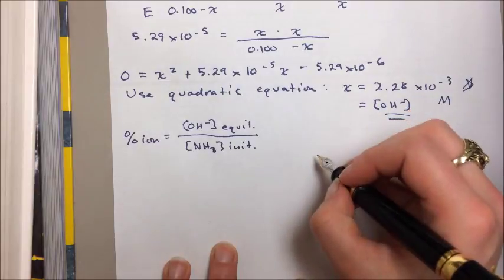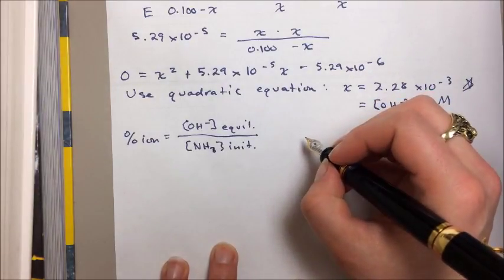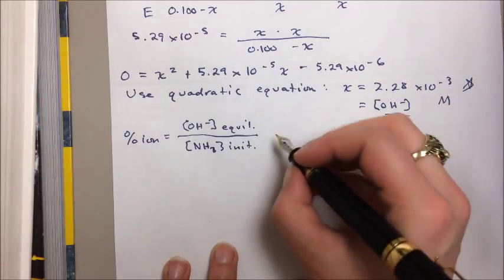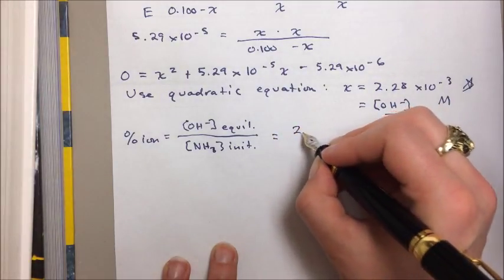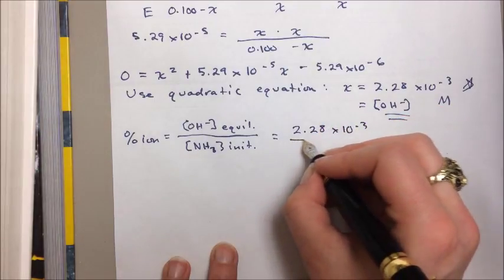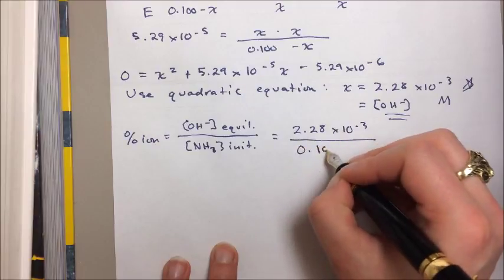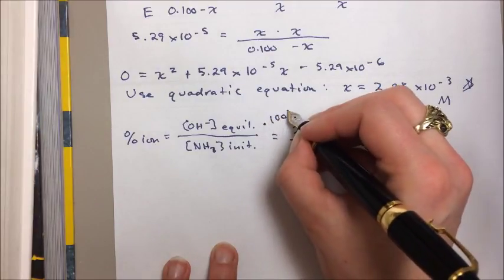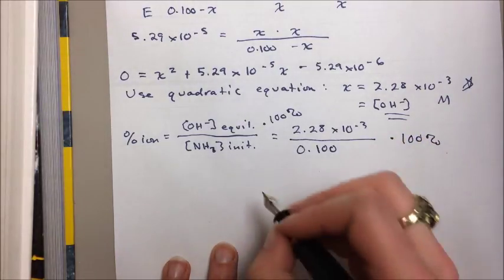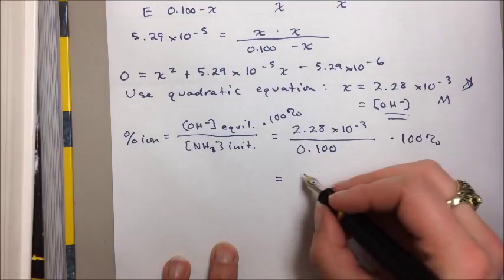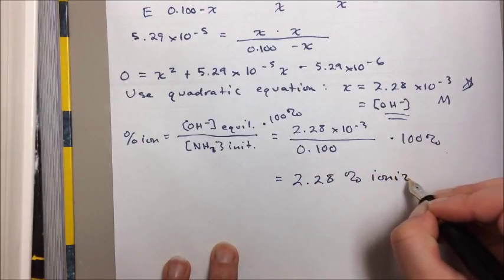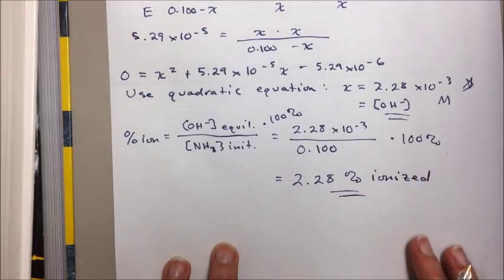And the ammonia concentration is given in the start of the problem. We just calculated OH minus. All we have to do is plug in the numbers. 2.28 times 10 to the minus third over 0.100. Oh, and this is supposed to be times 100% because we're talking about percents. Times 100%. Crunch out your numbers and you get that this is currently 2.28% ionized. And there you go.